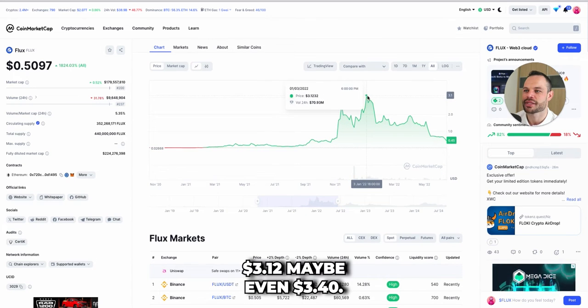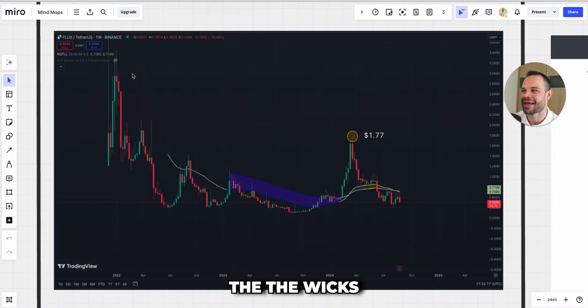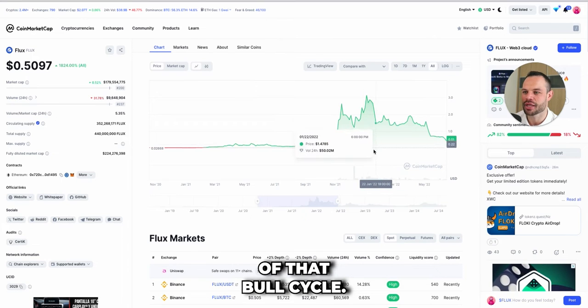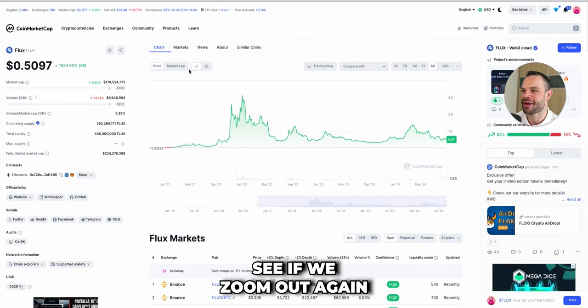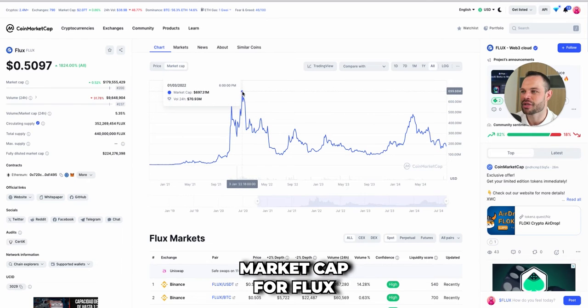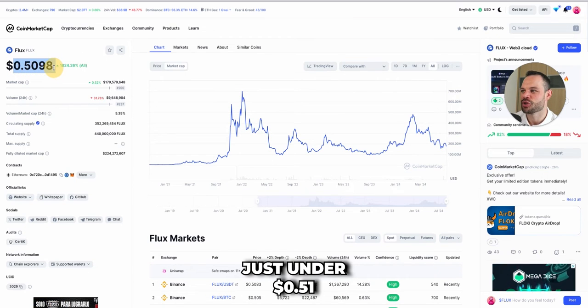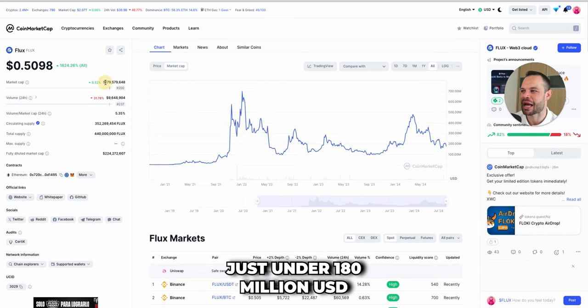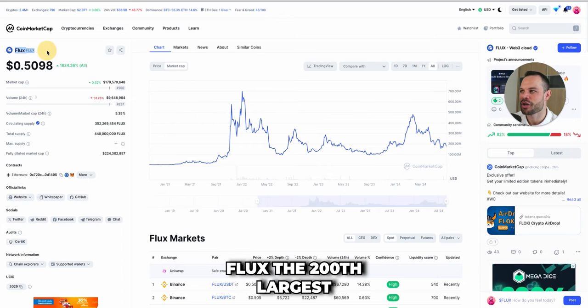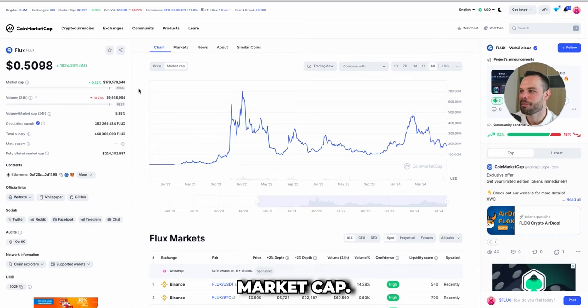Prices got all the way up to this $3.12, maybe even $3.40, according to the wicks of the candles upwards here as we got towards the very end of that bull cycle. And as you can see, if we zoom out again, the overall market cap for FLUX did get all the way up to just under $700 million at its peak. We're currently sitting at a price of just under 51 cents and a market cap just under $180 million US, which makes Flux the 200th largest crypto asset by overall market cap.